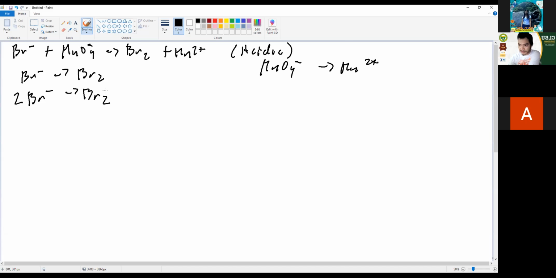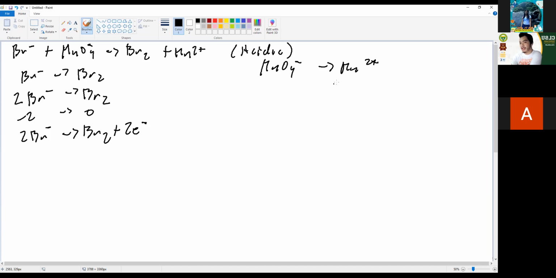Balanced na si Br. Walang oxygen, walang hydrogen, electrons na agad. So, dito, negative 2. Dito, 0. So, 2 Br negative. Para maging negative 2 yung kabila, dito tayo magdadagdag ng 2 electrons. Yan. So, balance na agad. Ganun lang siya kadali dito sa example na to.